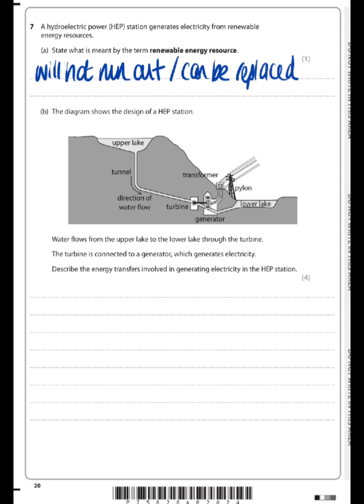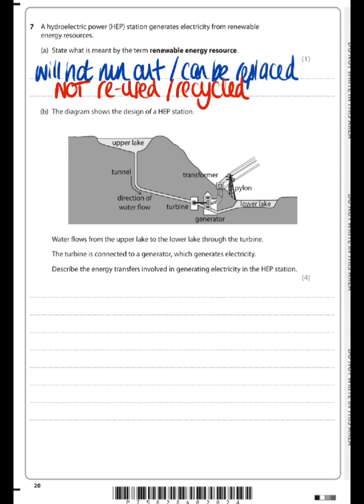But a real opportunity for Muppet marks here, because often as a teacher when marking these, you see reference to reused or recycle. They are not the same thing, because we are not reusing the same things. Once we have used something, there will be more of it. So it's really important that you make reference to it not running out and can be replaced, and you don't refer to it being reused or recycled, because renewable energy resources cannot be reused and cannot be recycled.